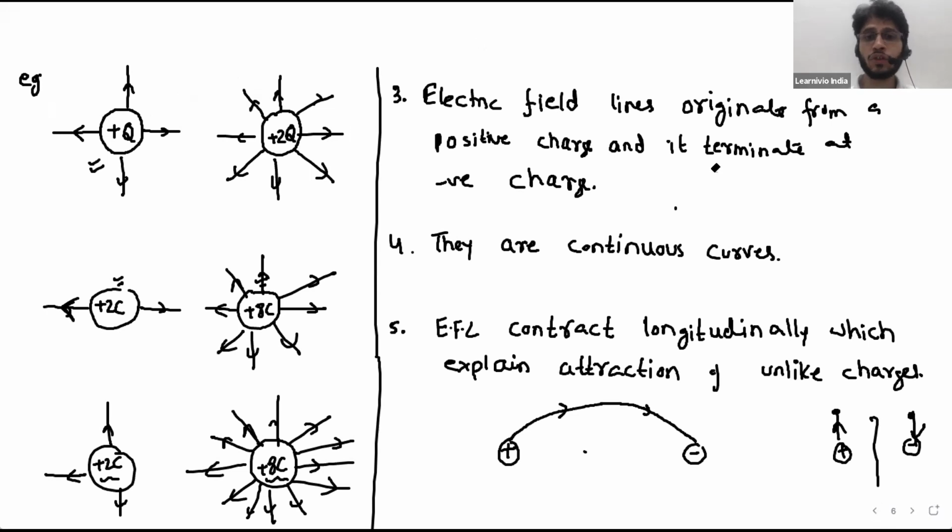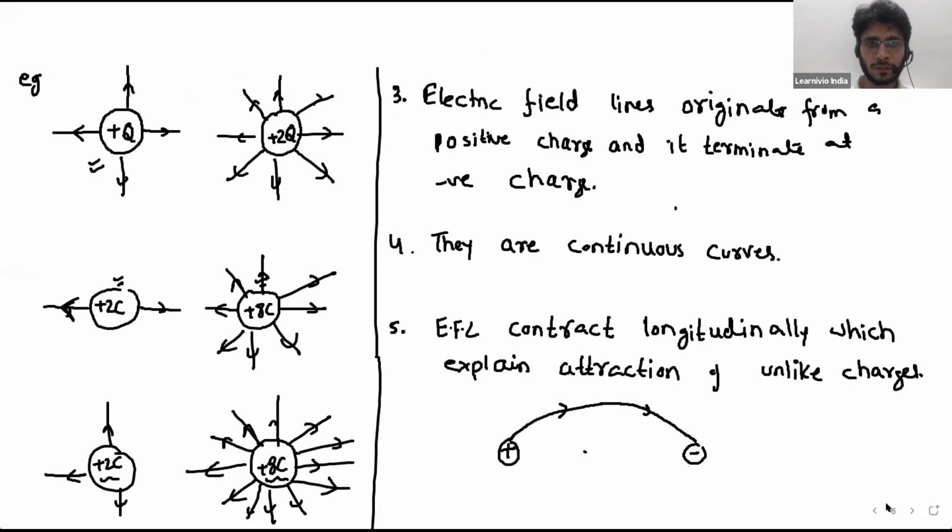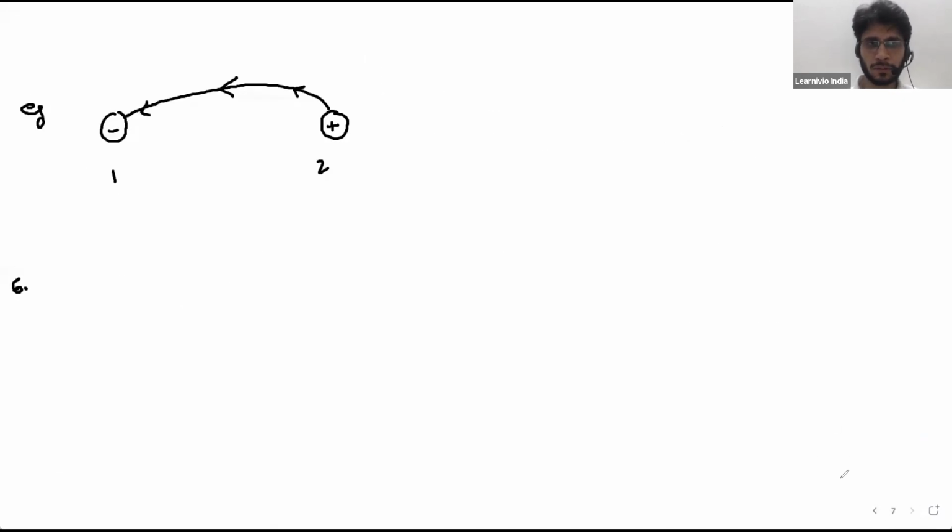But if you have isolated charges, then field lines would be straight. Means no attraction, no repulsion. Next property will tell you about the repulsion using field lines. Can there be more than 2 charges? Yeah, there can be more than 2 charges. Then you will have multiple attractions and multiple repulsions. That means you will have multiple longitudinal contractions.